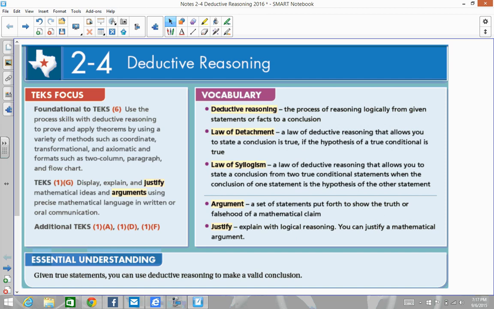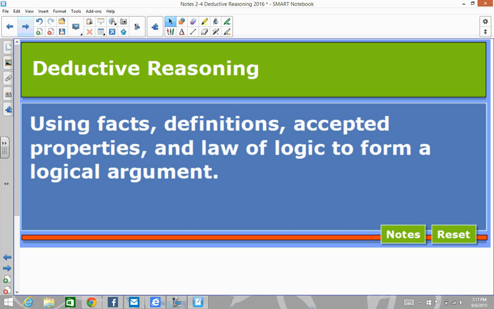Remember that we're always doing stuff with vocabulary, so it's important to have it down at the beginning of your notes. Okay, so now that you've written those down, what is deductive reasoning? Deductive reasoning is using facts, definitions, or accepted properties and different laws of logic to form a logical argument.